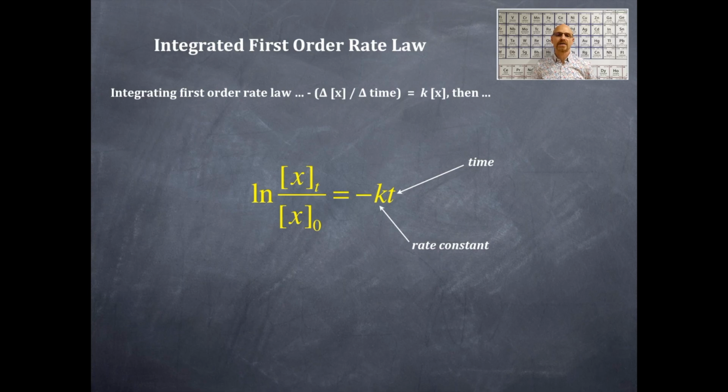k is the rate constant. Just like in the rate law, k is the rate constant. It is still the same rate constant. Now the rate constant here is per unit time, so when you are plugging in values into this equation, make sure that your time t is the same as the rate constant's per unit of time. If the time is in seconds, then the rate constant will be per second. If the time is in minutes, then the rate constant will be per minute.